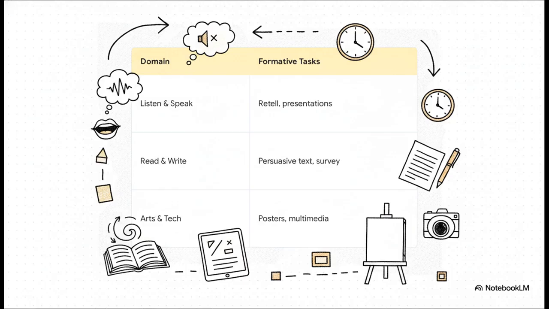For listening and speaking, maybe students retell the story or do an oral presentation. For reading and writing, they could draft a reaction paragraph or even a persuasive text based on the cultural elements they learned. And for arts and technology, how about creating posters, doing a visual text critique, or planning a multimedia project? The whole idea is to let students show off their grasp of flashback plots through creative avenues that actually fit their unique strengths.